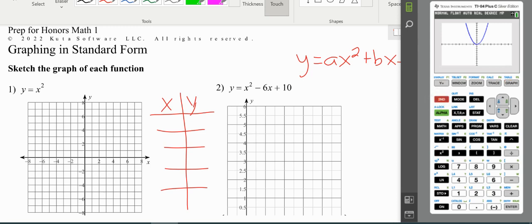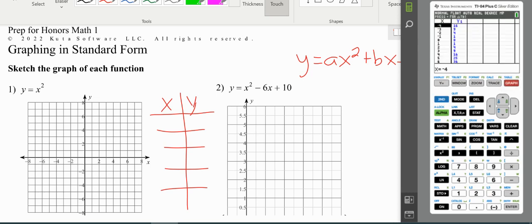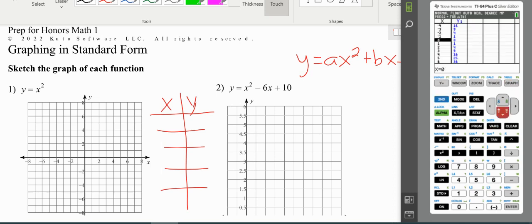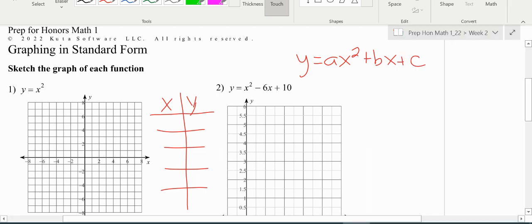If I did second and table, you can see that we have some repeated values on the y's. The x's just changed by 1, but once we get to 0, 0, those values begin to repeat. So for y equals x squared, our vertex is at 0, 0. And we like to make our vertex the middle point in our table if we're going to plot, because everything's kind of symmetrical around that.